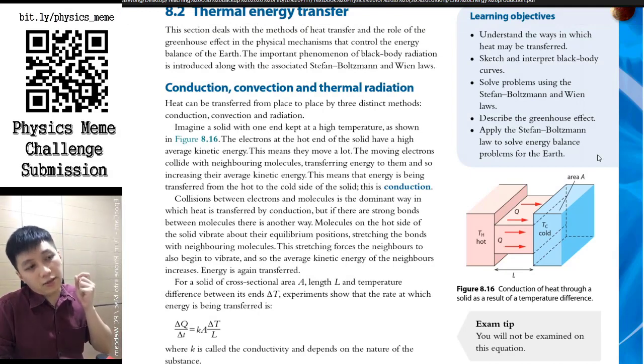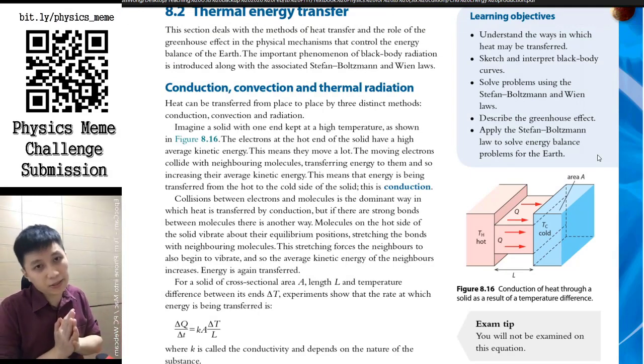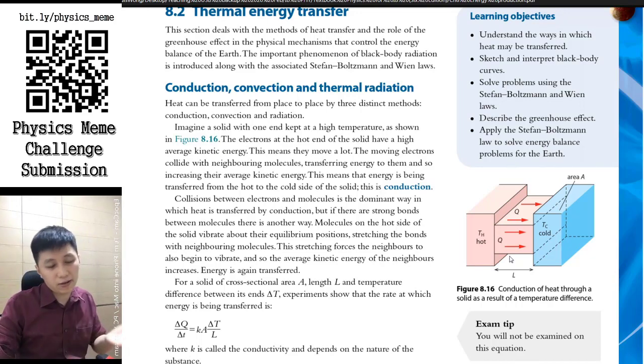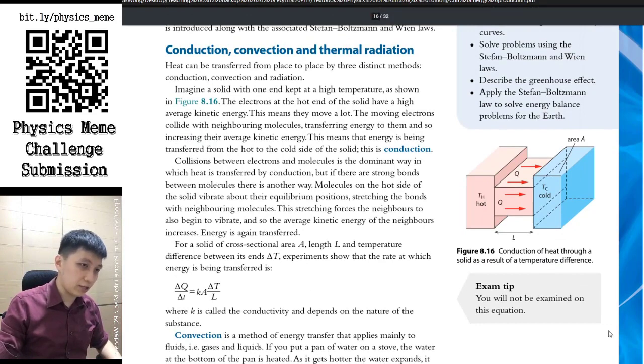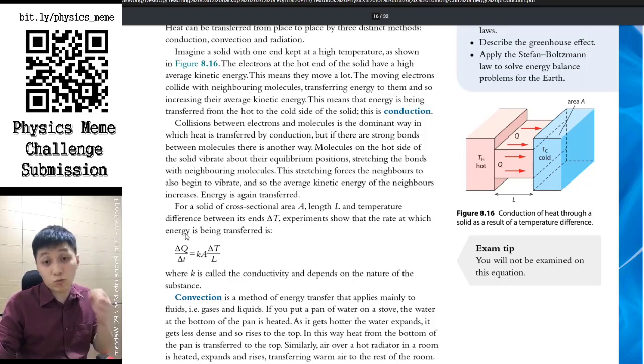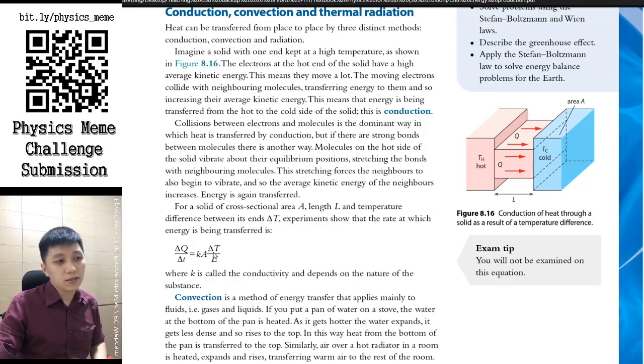In fact, the formula for conduction is not in the IB syllabus, so if you like, you can ignore it. But I would like to spend maybe a minute or two to appreciate the idea of the formula. You can see here the formula, which is delta Q over delta T, the rate of heat transfer, equal to K times A times delta T over L. So imagine the picture on the right hand side.